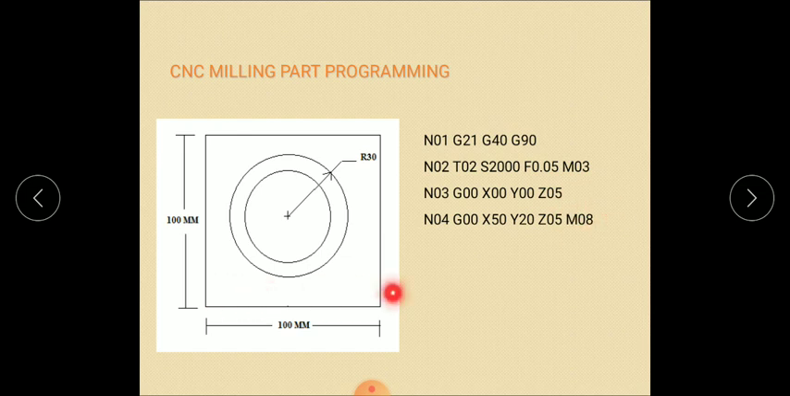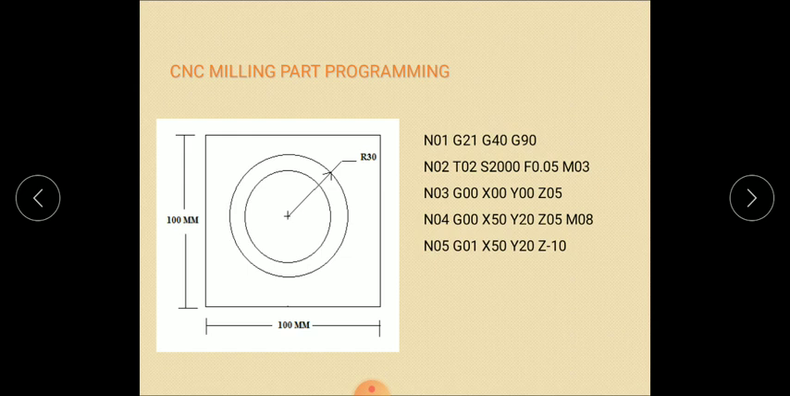Here this is the x-axis, this is the y-axis. Now we are giving X50 and Y20. X50 will come to this position, then Y20 is where it comes and touches these positions. So this is X50, then Y20. The next thing you need to give is the depth, that is Z05. How much depth will be removed? It is 5 mm.